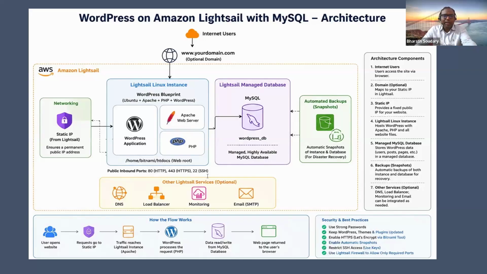So now I would access the WordPress website using the public IP assigned to the Lightsail instance, by just copying the static IP and opening it in an internet browser.